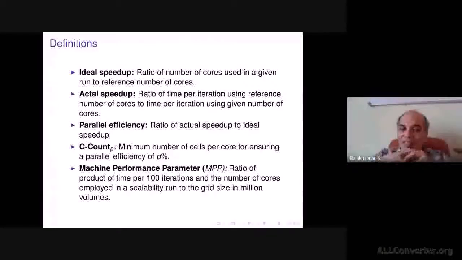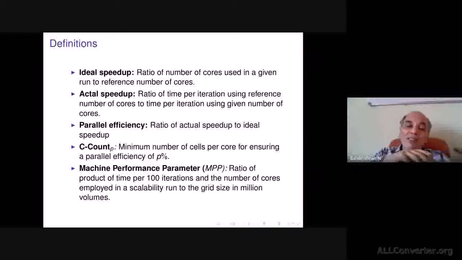And then the fifth one is called the machine performance parameter. This is again a metric that we have introduced: the ratio of the product of time per 100 iterations and the number of cores employed in the scalability run, to the grid size in million volumes. Literally what we do is, let's suppose that we have 100 million volumes. We take the time for 100 iterations, some seconds. And I also take the total number of cores that I have made use of. Multiply the time for 100 iterations with the number of cores.